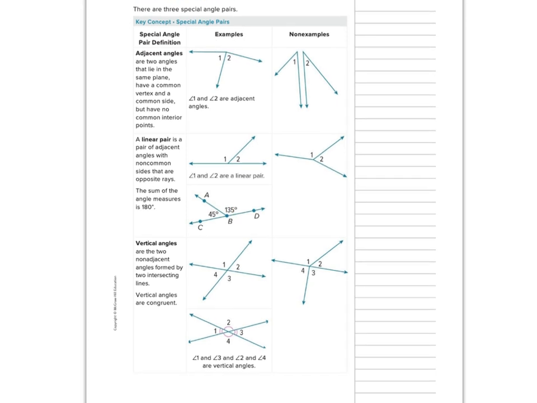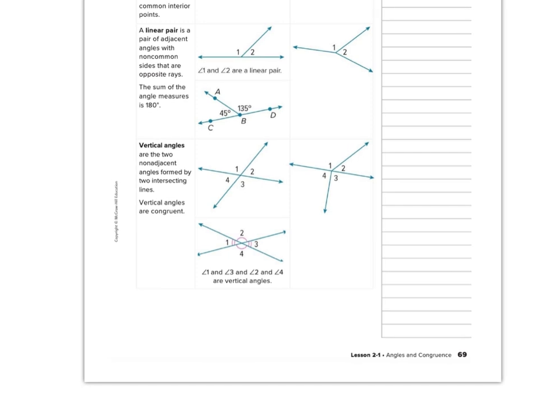Vertical angles. Vertical angles are two non-adjacent angles formed by two intersecting lines, vertical angles are congruent. Okay, so here I have intersecting lines. Here is my vertex. And then the opposite sides, I call them opposite or vertical angles. 2 and 4 are opposite or vertical. Those two angles are congruent. 1 and 3 are congruent.